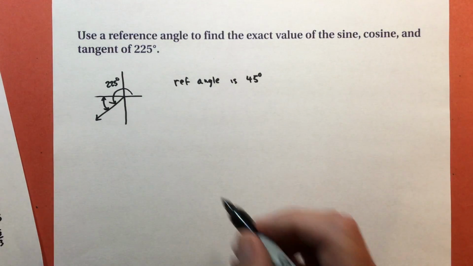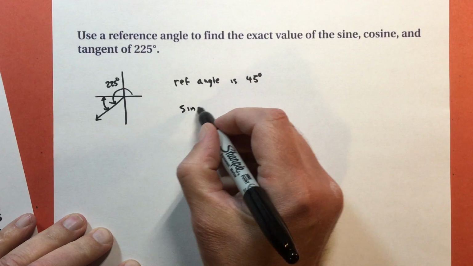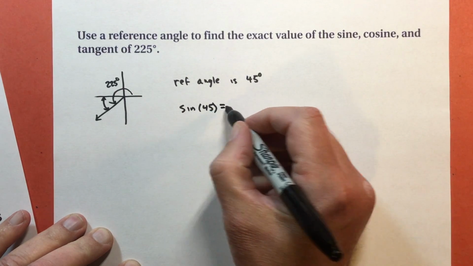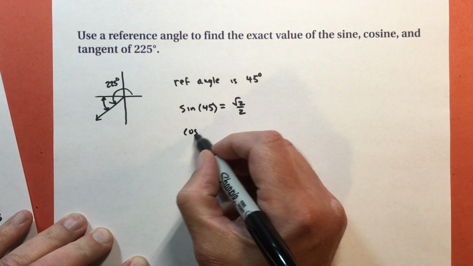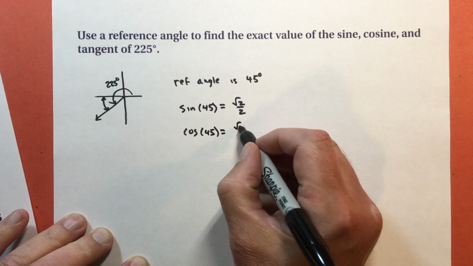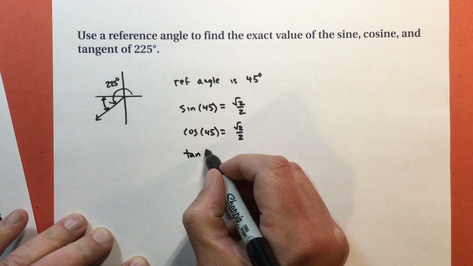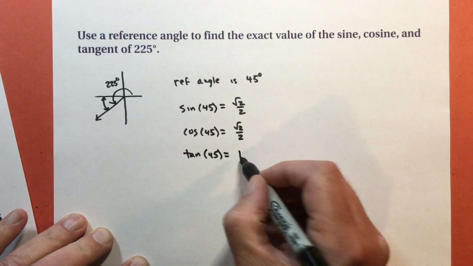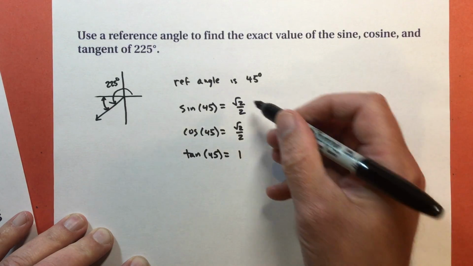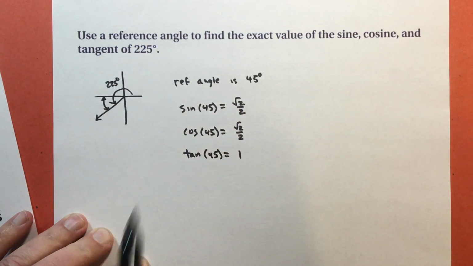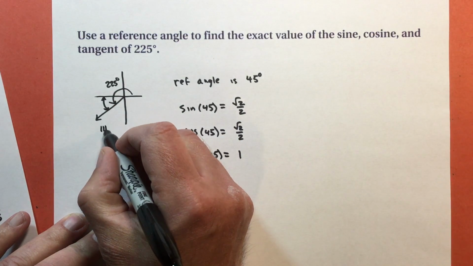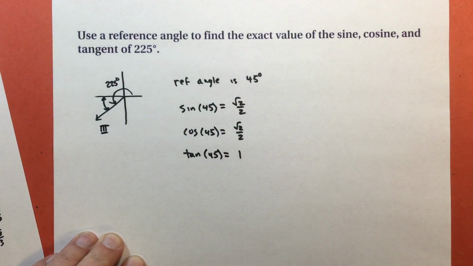Okay, so now I need to know the sine of 45 degrees. Well, I know that. That's going to be square root of 2 over 2. The cosine of 45 degrees is also square root of 2 over 2. The tangent of 45 degrees is just 1. All of these are going to be the sine, cosine, and tangent of 225 degrees, except I'm in quadrant 3, where sine is negative, cosine is negative, but tangent is positive.